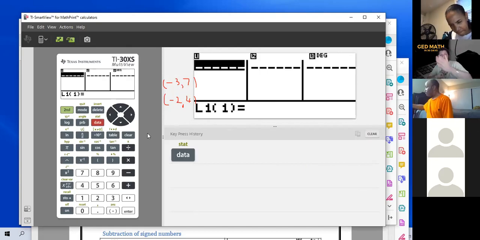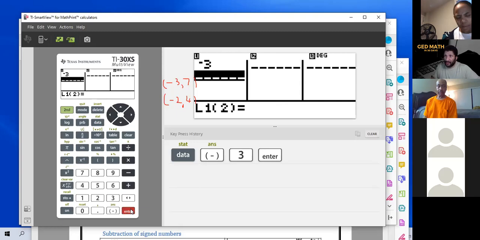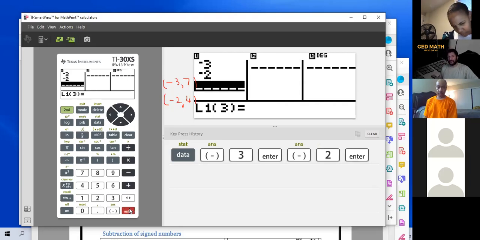You should see 3 columns appear. We're going to put the X values in our first column. So what I want you to do is press again, since it starts with negative, we're going to use the negative near enter. I want you to put -3. I want you to press enter. I want you to hit -2. And I want you to press enter. So in your first column, you should have -3 and -2.